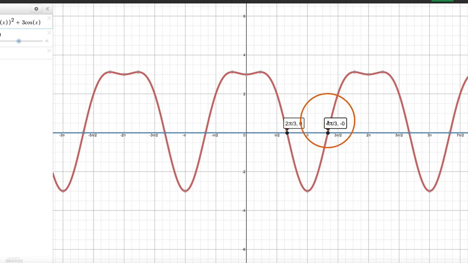And we could see that just adding on a period of 2 pi to 2 pi thirds, we get 8 pi thirds, or take off a period of 2 pi, we'd be back over here, and we say negative 4 pi thirds. The idea is that it's just going to repeat itself indefinitely.